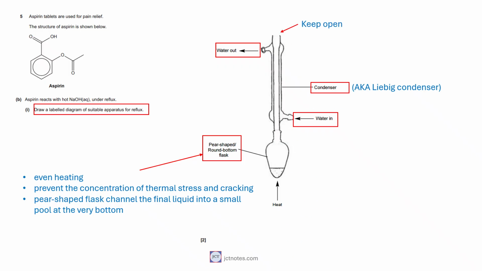Finally, never seal the top of the condenser. The top must remain open to the atmosphere. If the apparatus were sealed, pressure would build up as the air and vapors inside are heated. This increase in pressure could cause the apparatus to burst or explode.